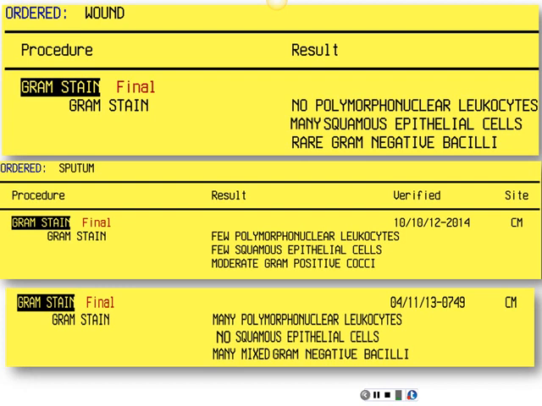Next culture we have here is few PMNs, few SECs. So overall, this is one of those cultures that you wouldn't really know what to do with. So you've got some PMNs there, you've got some SECs. These gram-positive cocci could just be normal flora.